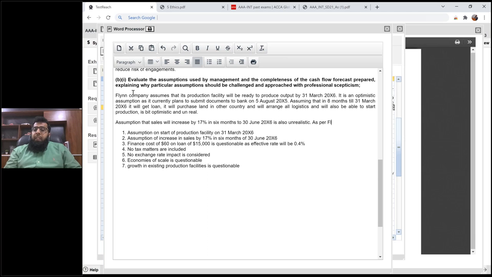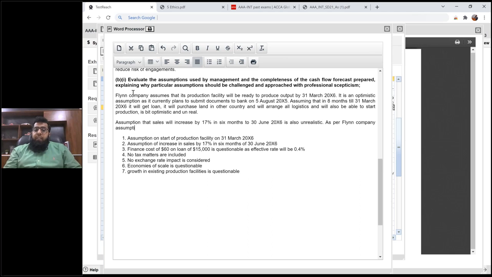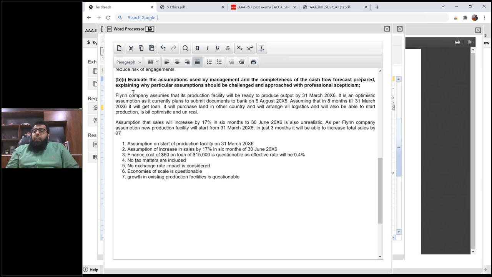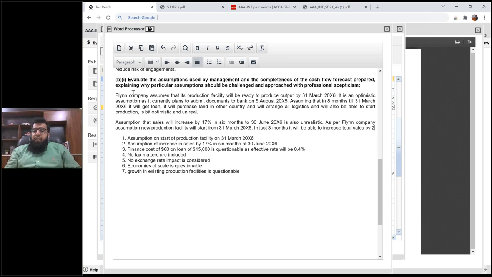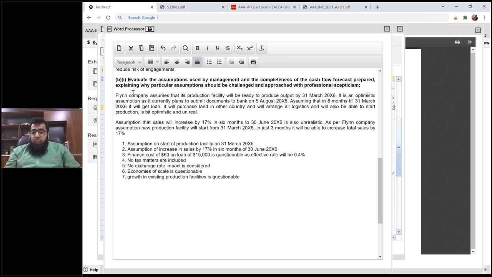As per Flynn Company assumptions, the new production facility will start from 31st March 20X6. In just 3 months, it will be able to increase total sales by 17%. It is not realistic. It is abnormal.